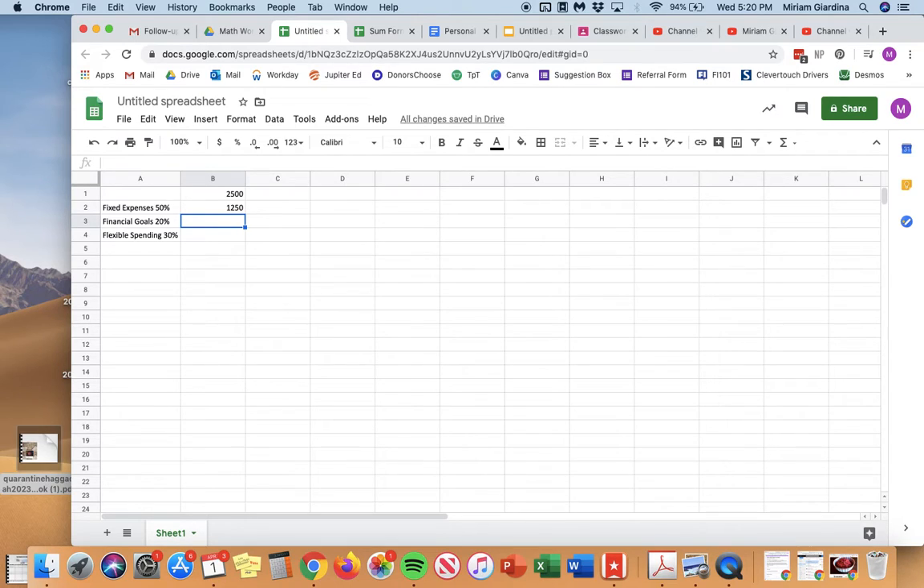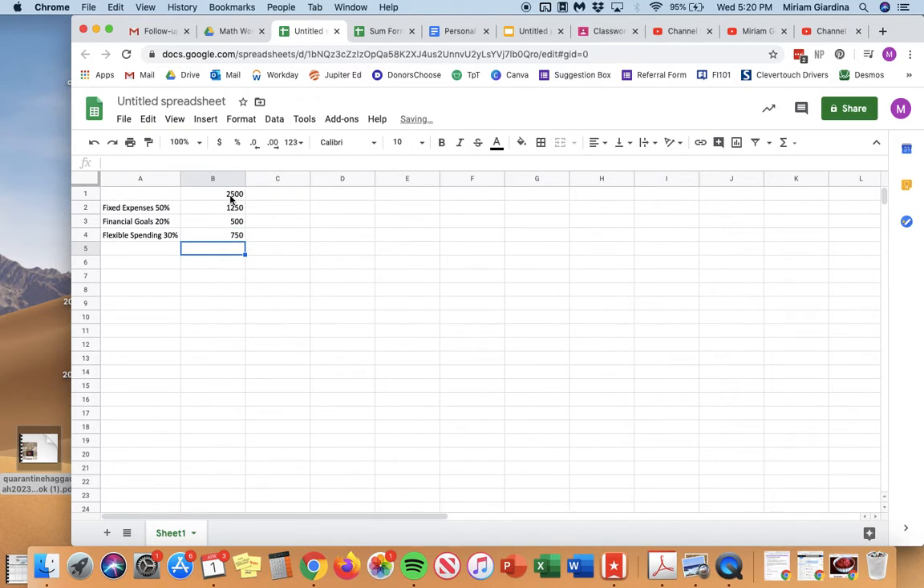Okay. Same thing for 20%. Select that number, do times, that's Shift 8, 0.20. Then we do equals, select that number, times 0.30.